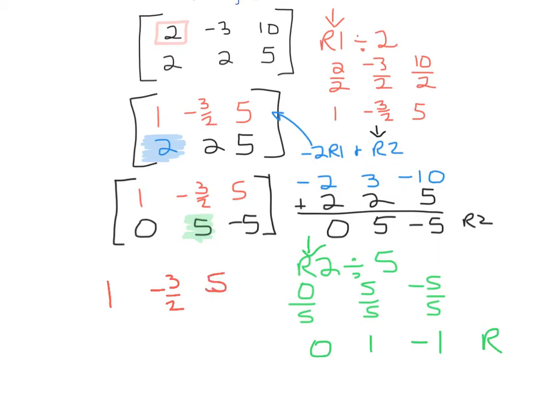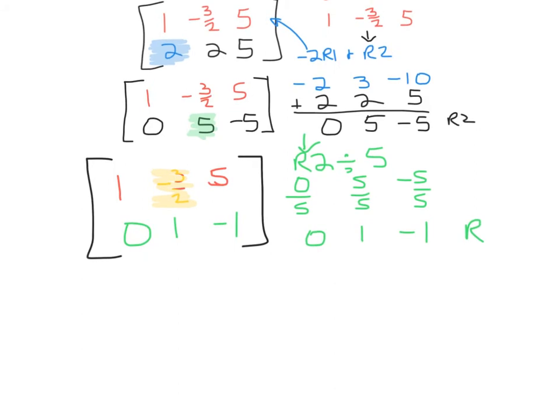My new row 2 is the 0, the 1, and the negative 1. I still have one more thing to change. I need to make the negative 3 over 2 become a 0. Remember, when you're making something a 0, you're multiplying and adding.